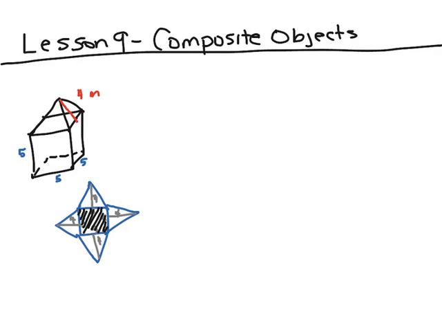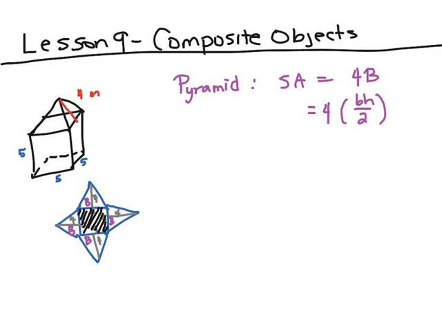So for the pyramid, all we're going to have is 4 of the outside shapes. So for the pyramid, our surface area is going to be equal to 4 times base times height divided by 2. Our base is 5, our height is 4, and we're going to divide it by 2. So the surface area of the triangle outsides is 40 meters squared.